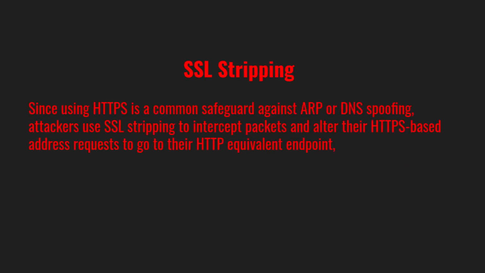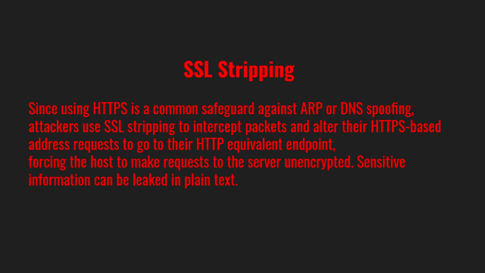We have SSL stripping. Since using HTTPS is a common safeguard against ARP or DNS spoofing, attackers use SSL stripping to intercept packets and alter their HTTPS-based address request to go to its HTTP equivalent, forcing the host to make requests to the server unencrypted. Sensitive information can be leaked in plain text.